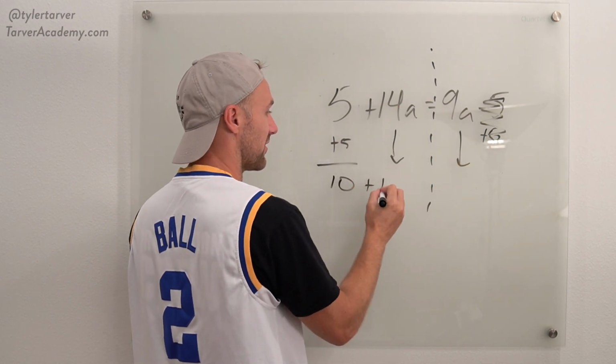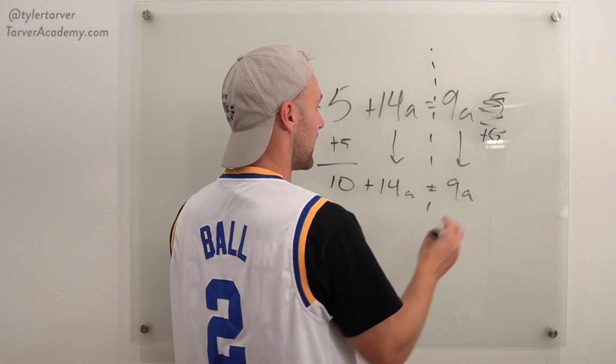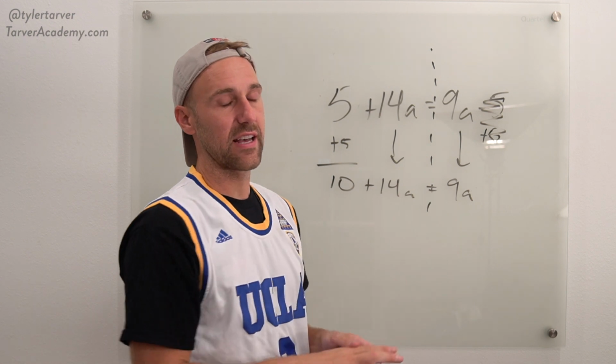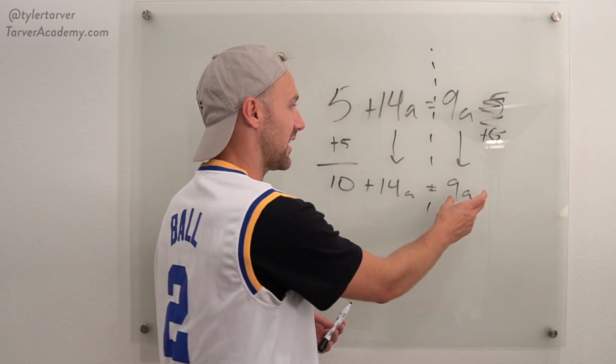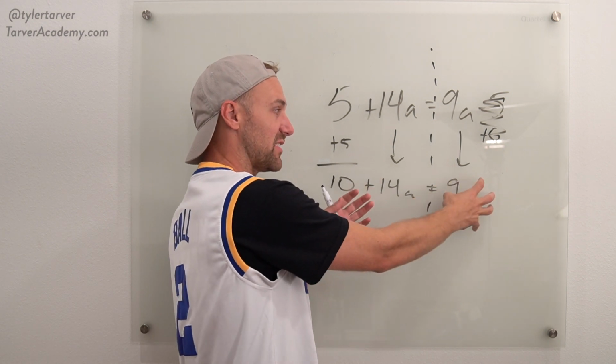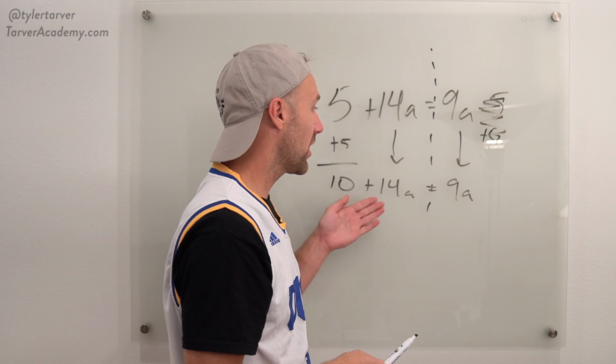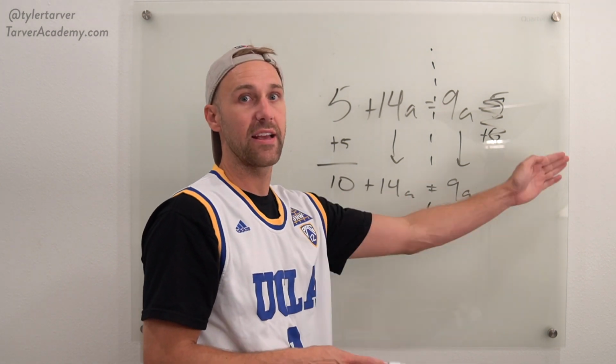So we've got positive 14a equals 9a. Now, I've got to get my a's to the other side. I told you guys that I like to get the lower one to the other side, but then that would give me 0 over here, which is fine. It's just going to add another step. So I'm going to go ahead and subtract to get my a's over here.